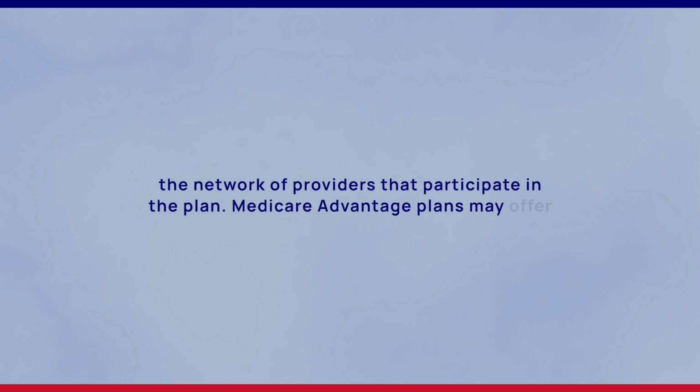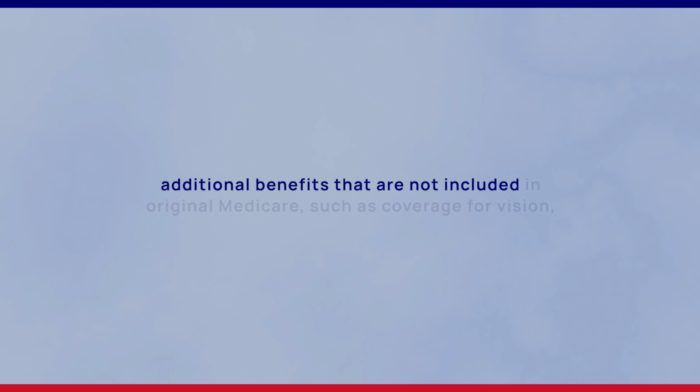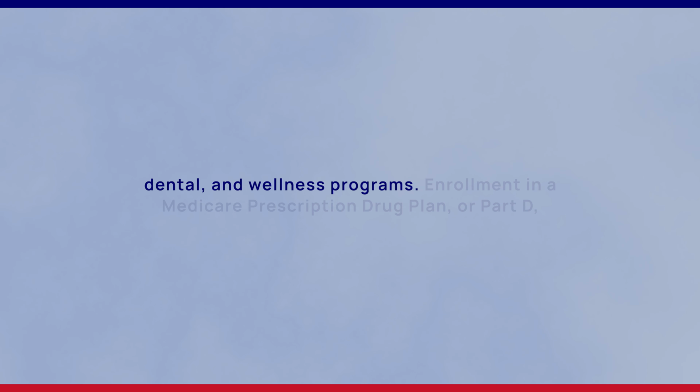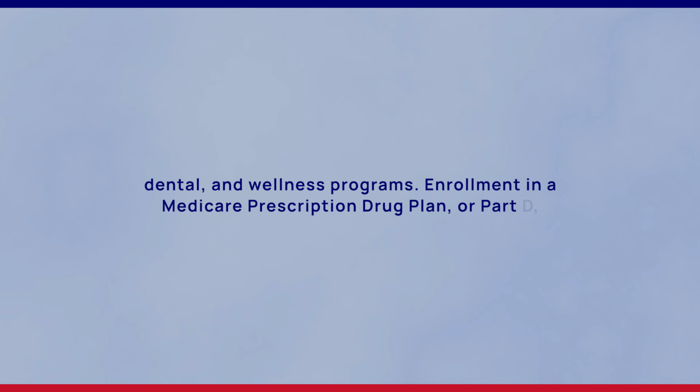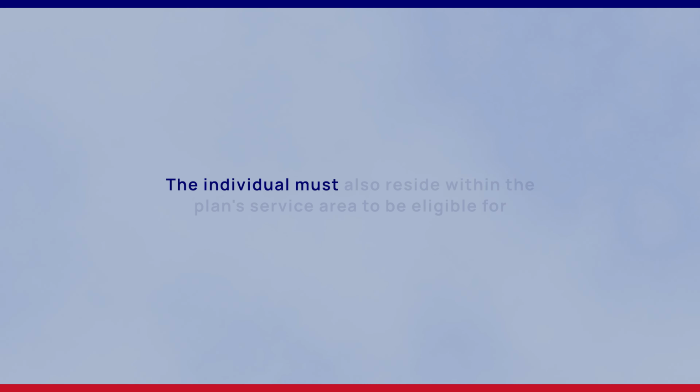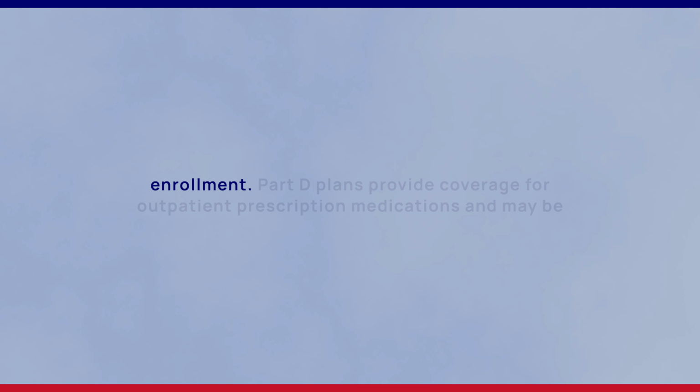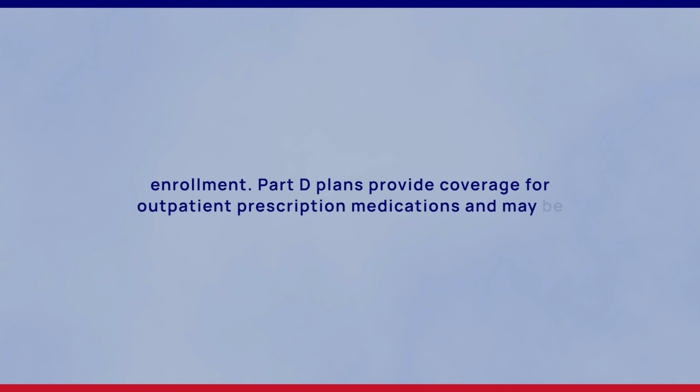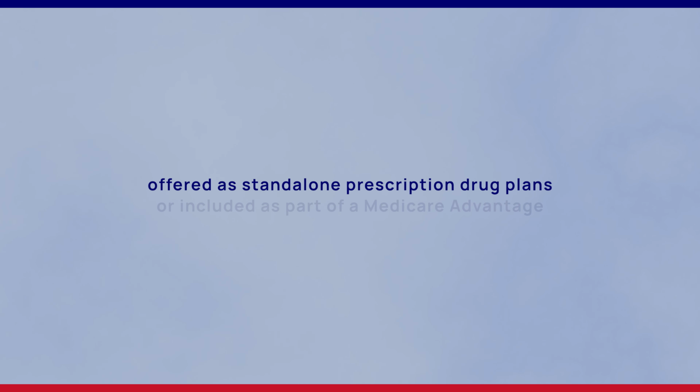Medicare Advantage plans may offer additional benefits that are not included in Original Medicare, such as coverage for vision, dental, and wellness programs. Enrollment in a Medicare prescription drug plan, or Part D, requires that an individual be entitled to Part A and/or enrolled in Part B. The individual must also reside within the plan's service area to be eligible for enrollment. Part D plans provide coverage for outpatient prescription medications and may be offered as standalone prescription drug plans or included as part of a Medicare Advantage plan.